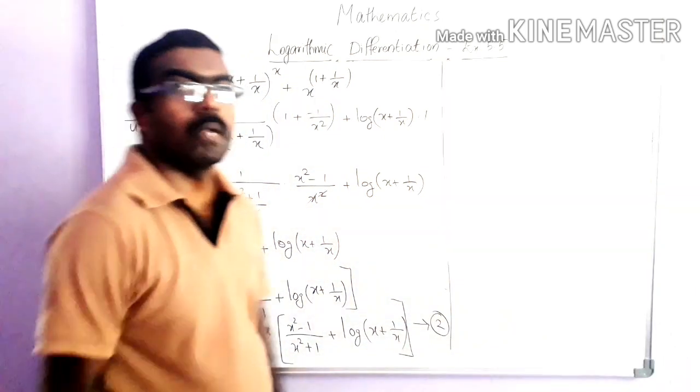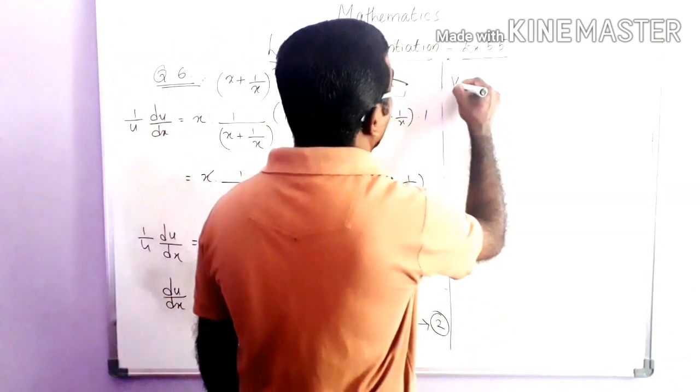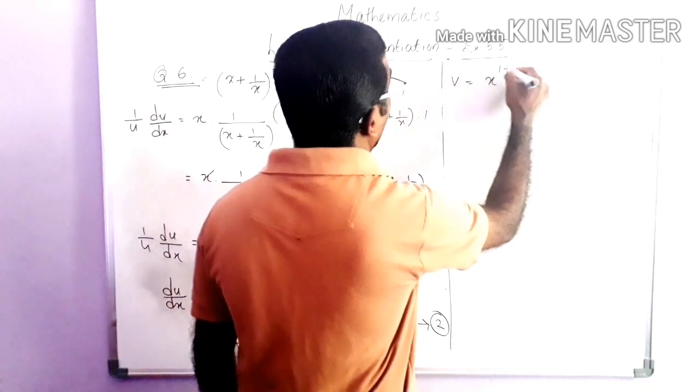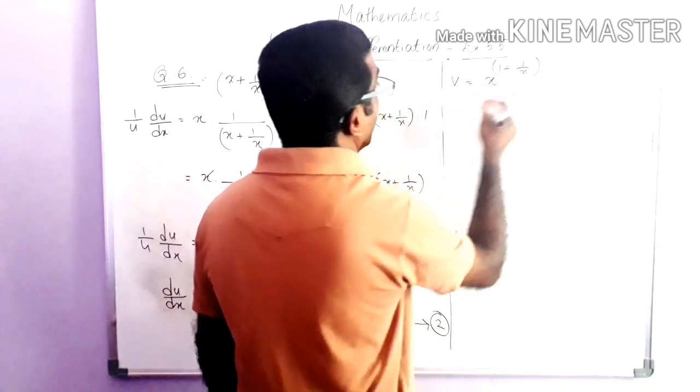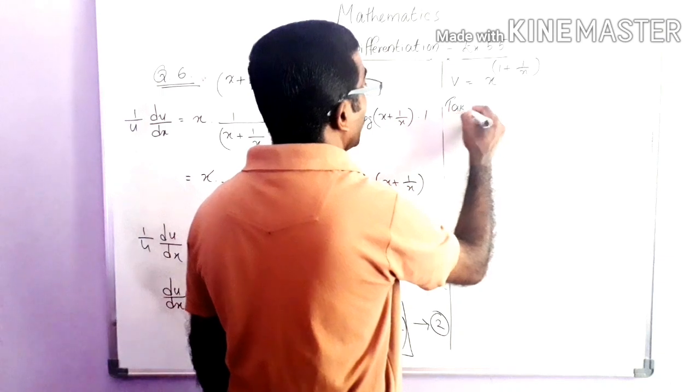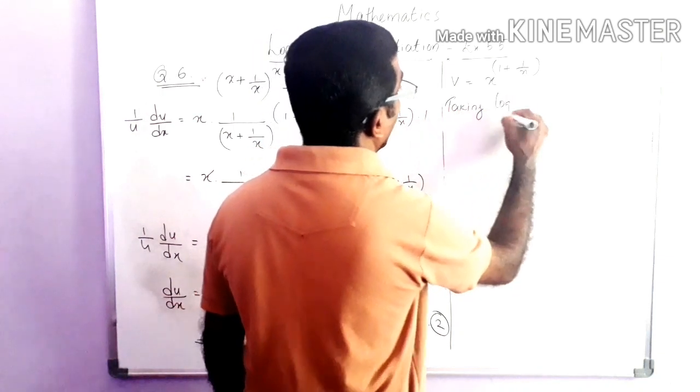Okay. Now we can take the second part, that is v = x^(1 + 1/x). Here also we can take logarithm on both sides, so taking log on both sides.